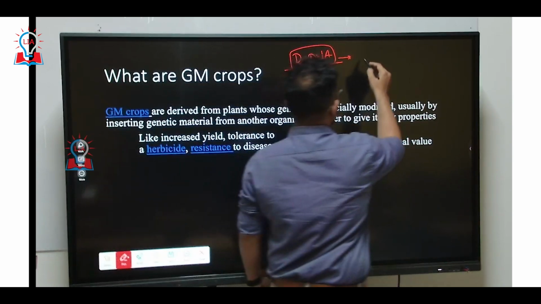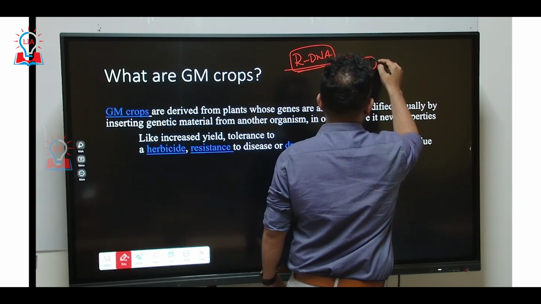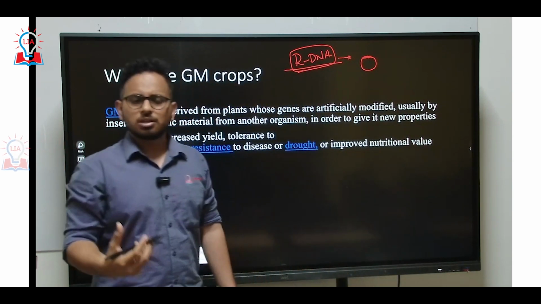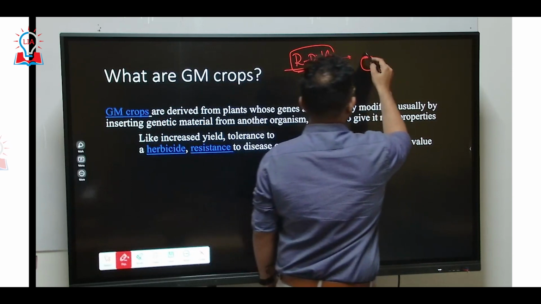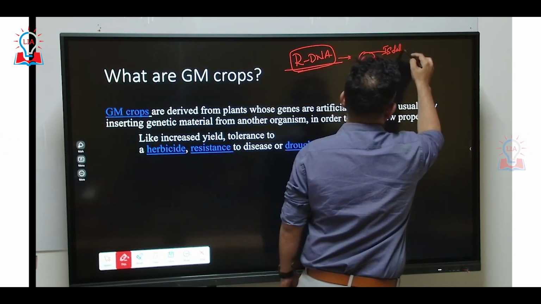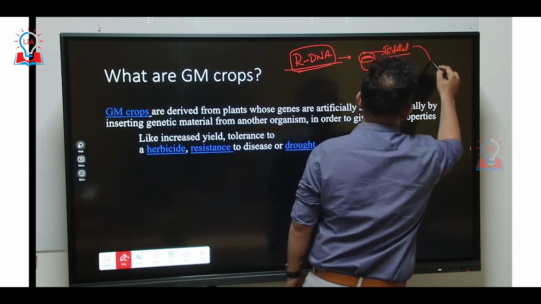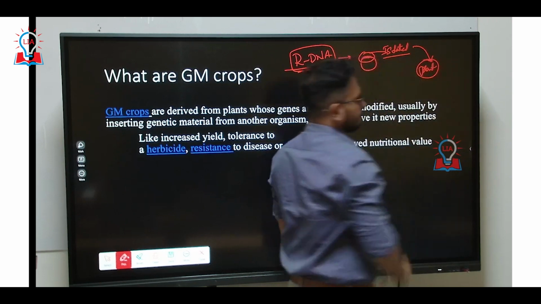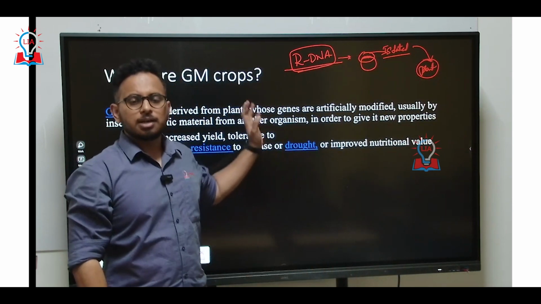Let's say there is one DNA that you want. Okay, this is one DNA fragment. See, DNA at the end of the day is a genetic material. Just imagine that it is a genetic material. So this DNA, a specific genetic material, is isolated and through the clinical process is transferred into a plant. Simple. That is a genetically modified crop.